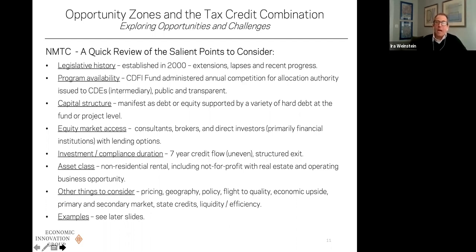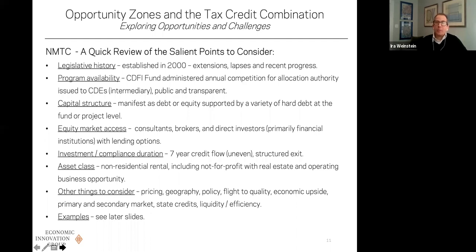This credit flows over 7 years, so the time frame is a little bit different, not quite coterminous, and it's an uneven credit. The credit flows 5% a year for 3 years, 6% thereafter, and very structured exits. Most things do unwind or are teed up to unwind within that or at the end of that 7-year period.